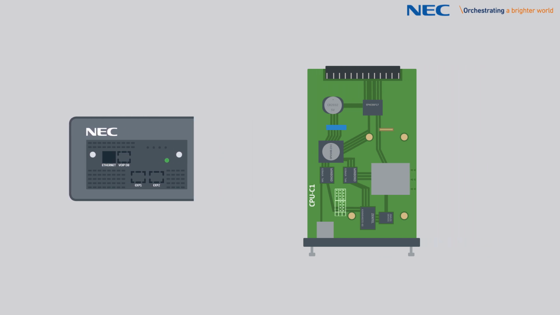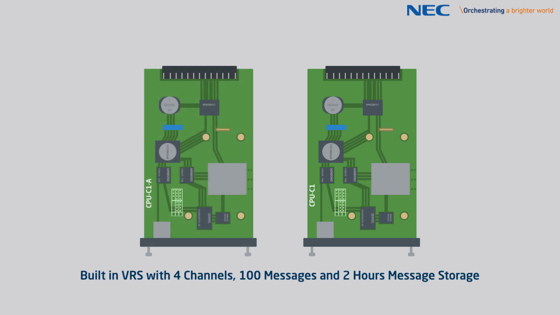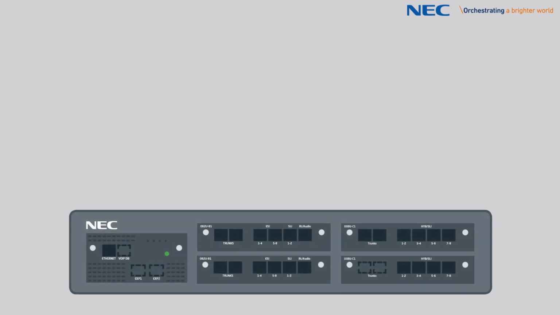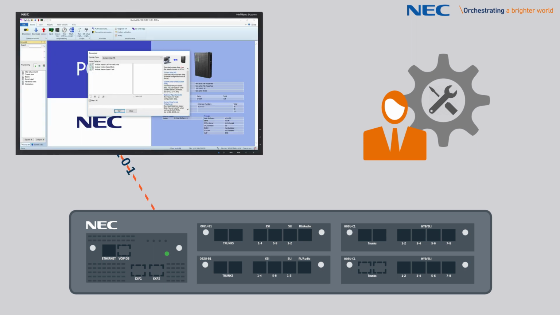The CPU C1 requires either the SD-VMS or SD-VML card installed to provide in-mail voicemail. Both CPUs have built-in VRS with 4 channels and 100 messages with 2 hours message storage. The system can be easily modified using SL2100 PC Pro, which has quick installation wizards for the majority of system settings.